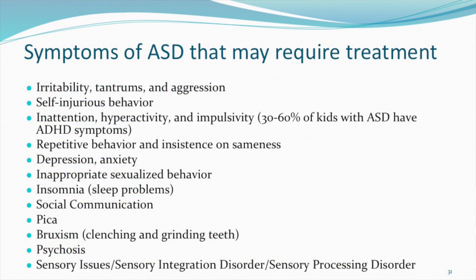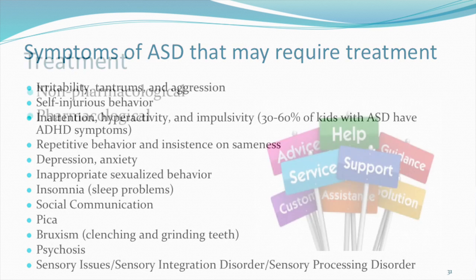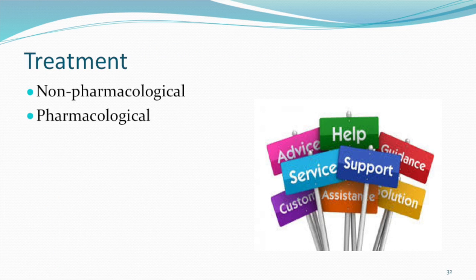So as a child and adolescent psychiatrist, these are some of the symptoms that autistic individuals often experience that may require treatment. These could include irritability, tantrums, and even aggression, self-injury, symptoms of ADHD, depression, anxiety, insomnia, social communication problems, pica, which is the consumption of non-food items, such as ice, dirt, clay, etc., psychosis, and sensory issues. Our hope is that with early intervention and early treatment, individuals will be able to avoid developing some of those symptoms and perhaps never make it to my office.